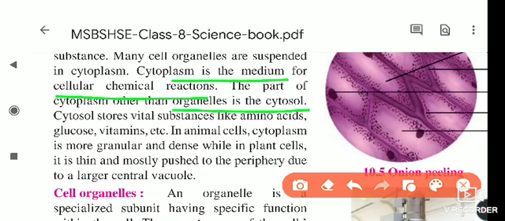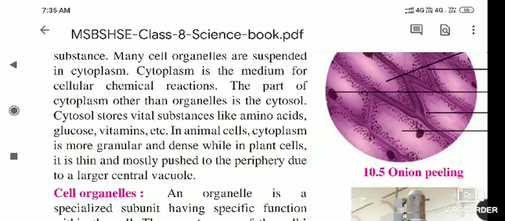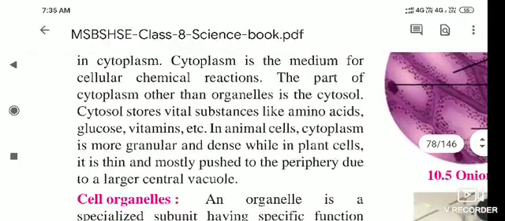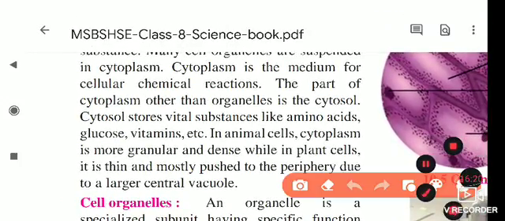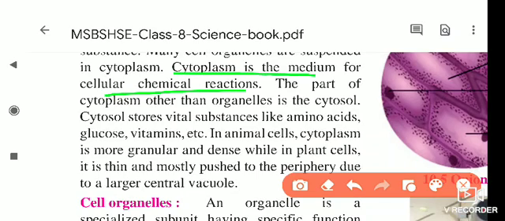Then cytosol stores vital substances. Which are those vital substances? Amino acids, glucose, and vitamins. These are the important substances, and they are present in the cytosol. As I told you, the cytoplasm is the medium for cellular chemical reactions. If we want cellular chemical reactions to take place in the cell's body, then cytoplasm is its medium.